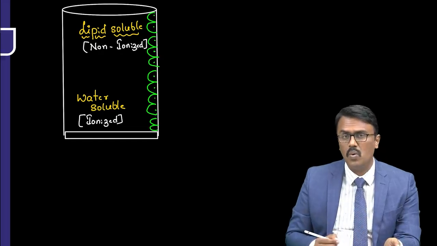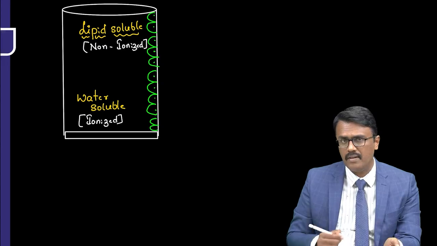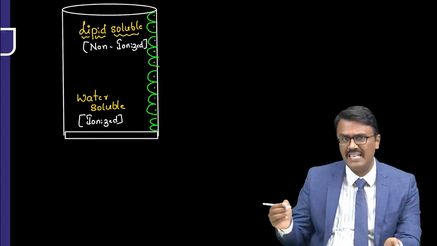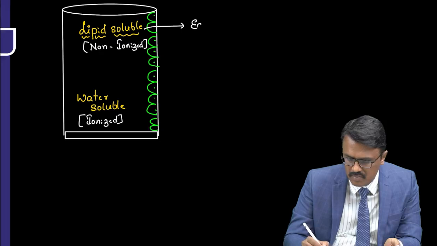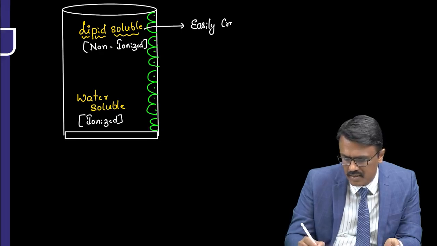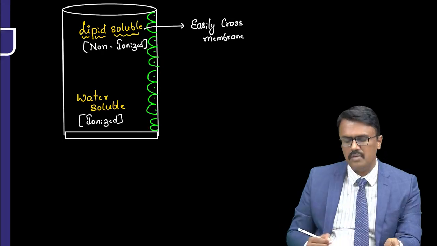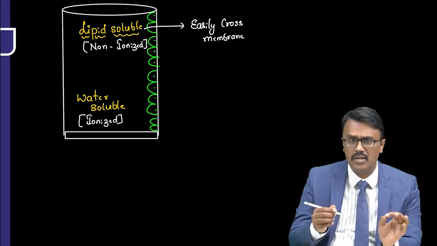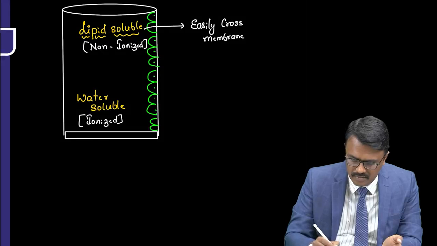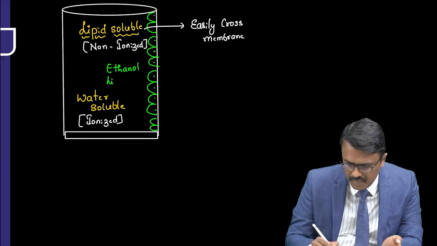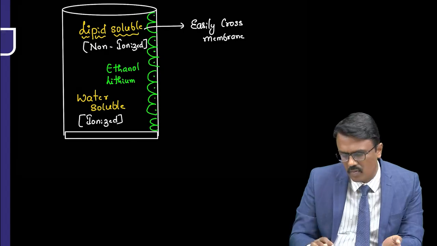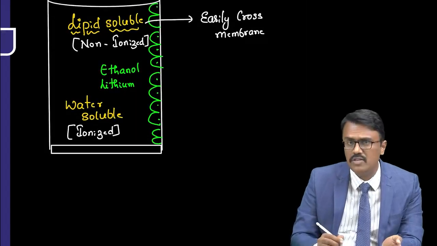Now you have to tell me who can cross the membrane easily. You pause the video and just answer. Who can easily diffuse? Yes, obviously the lipid soluble drug can easily cross the membrane. Now water soluble drugs cannot easily cross the membrane. They are not able to cross unless they are very small in size. For example, I'll give an example of a water soluble drug called ethanol and lithium. Now these are water soluble, but the size of the drugs is very small.